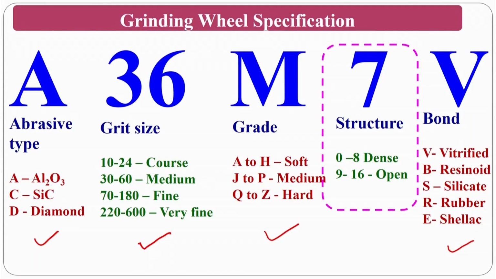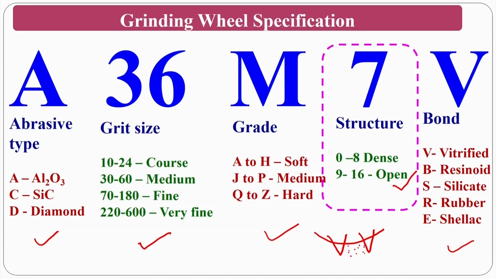What will happen if the structure is open structure? Assume that my grinding wheel is like this, there will be a gap. At the same time, the porous structure also will be there. So, the cutting fluid can come into this region and it tries to cool. For that, normally you should opt for an open type of structure.